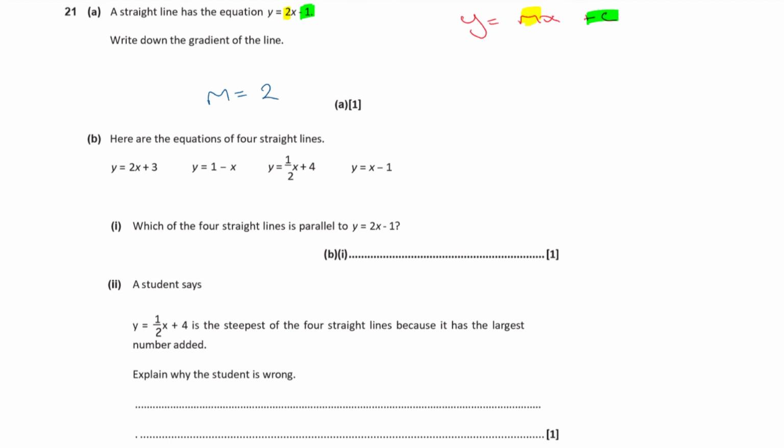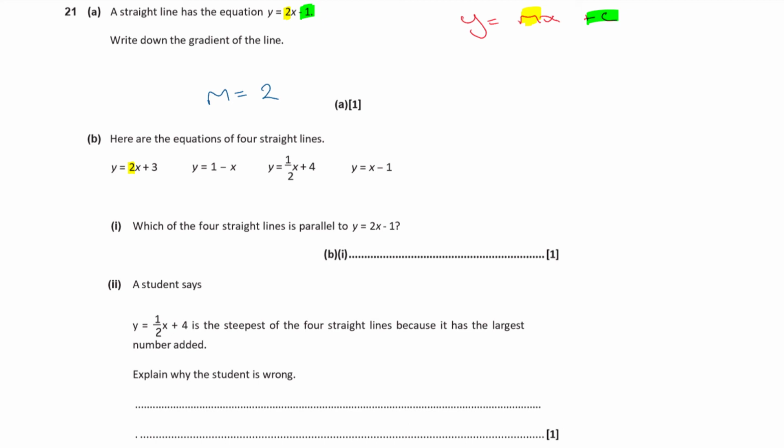Here are the equations of 4 straight lines. I've got y equals 2x plus 3, y equals 1 minus x, y equals half x plus 4, and y equals x minus 1. Which of the 4 straight lines is parallel to y equals 2x minus 1? So if two lines are parallel, it means they must have the same gradient. So we need to read the gradient out of these. Here, this first one has a gradient of 2. So that one would be parallel.